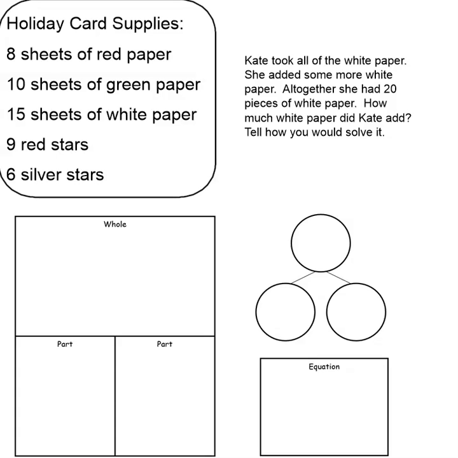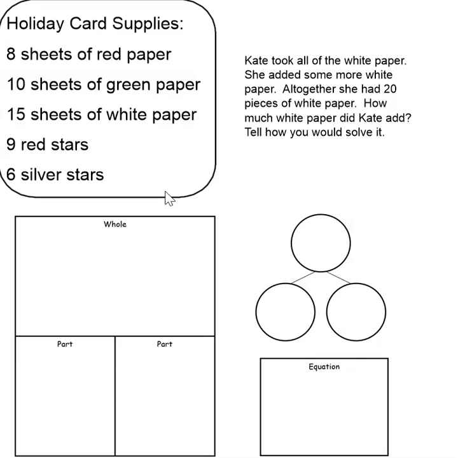Hi, boys and girls. Today we're going to do some more problem solving, and we're going to use our data that we used the other day to help us solve this problem. So let's review the data that we had. Remember our class, we had some holiday card supplies. Let's look at the data from that. We had 8 sheets of red paper, 10 sheets of green paper, 15 sheets of white paper, 9 red stars, and 6 silver stars. We could do a lot with these holiday supplies, couldn't we?